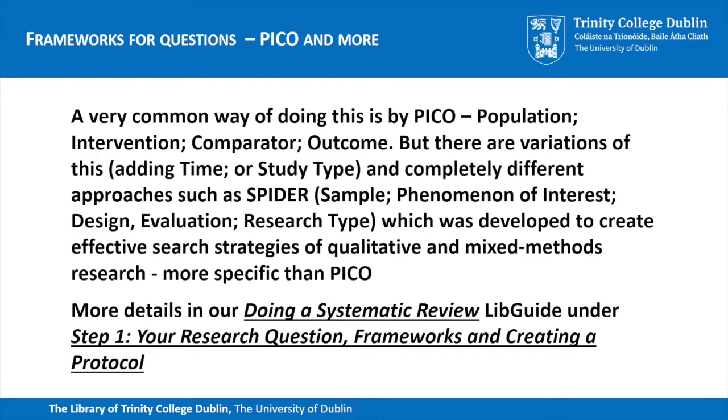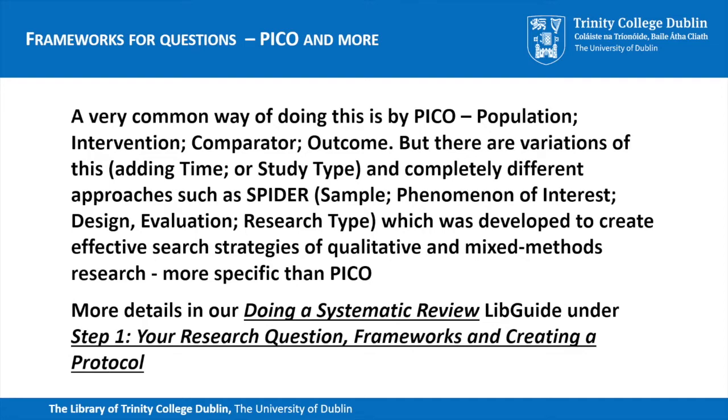This is not the only type of framework, and depending on your area of study, others might be more appropriate. For instance, SPIDER is now used quite often in qualitative and mixed method research rather than this standard PICO framework. In order to get more of a handle on this, look at our LibGuide on doing a systematic review, as coming up with a research question is part and parcel of doing this more advanced type of study called a systematic review.